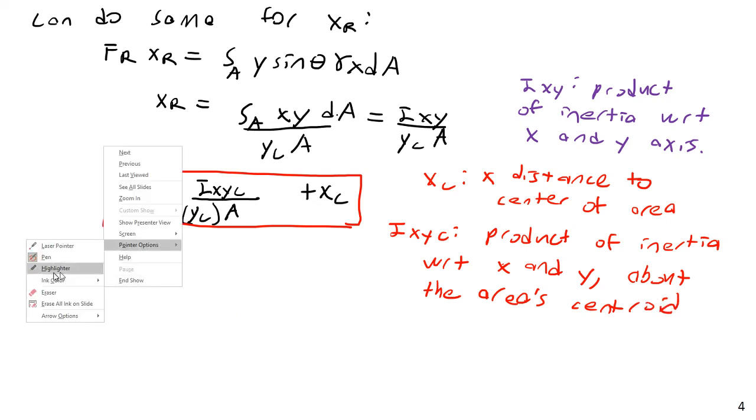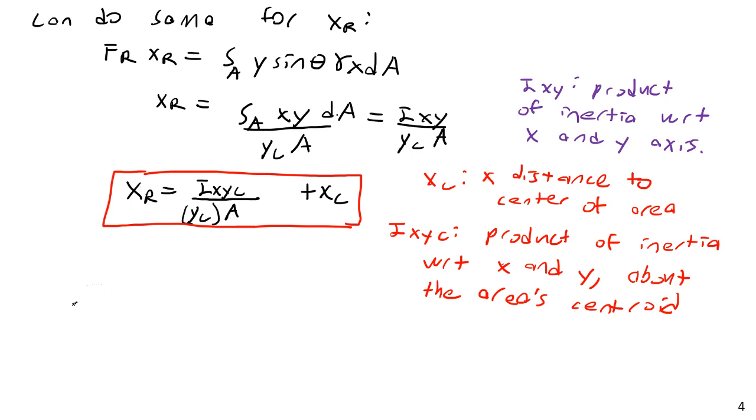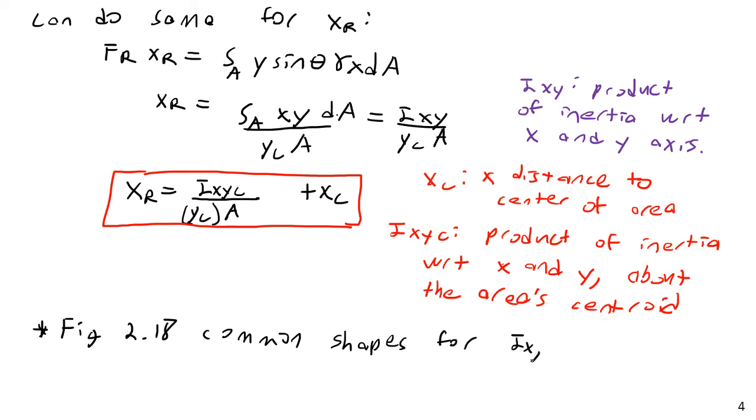So then, finally, we do have a nice table in the book that can help summarize some of these things in terms of finding the Ixy, the moment of inertia, things like that. See figure 2.18 for common shapes, for Ix, Iy, Ixy, xc, and yc.